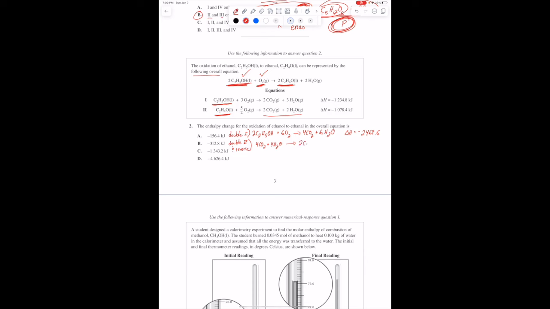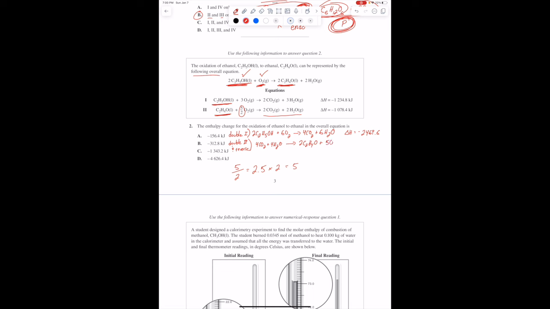Two ethanols plus... oh, I got a fraction here. So my head is going 5 divided by 2. It's 2.5 times two of them, because I got to double it, equals 5. So I'm going to have 5 O2s.